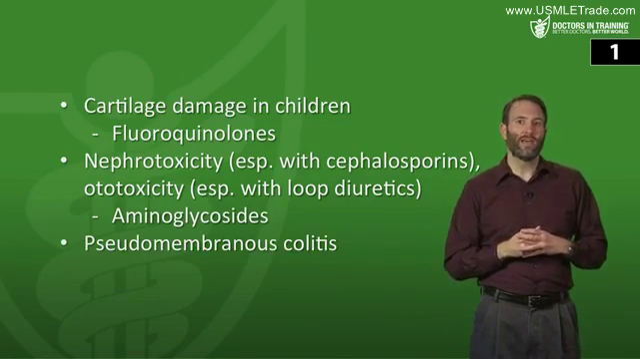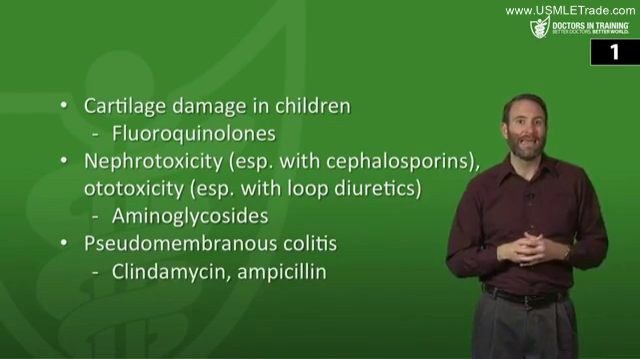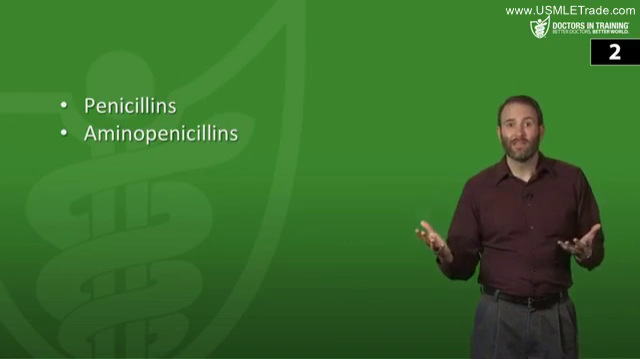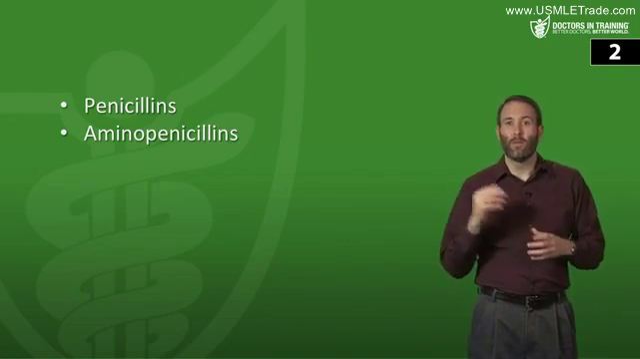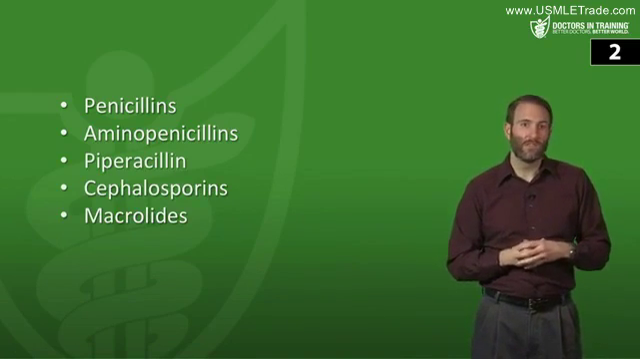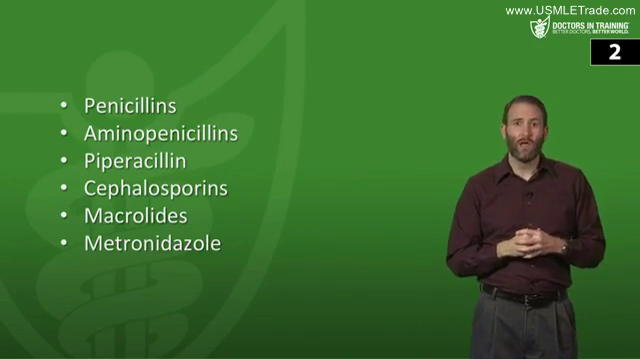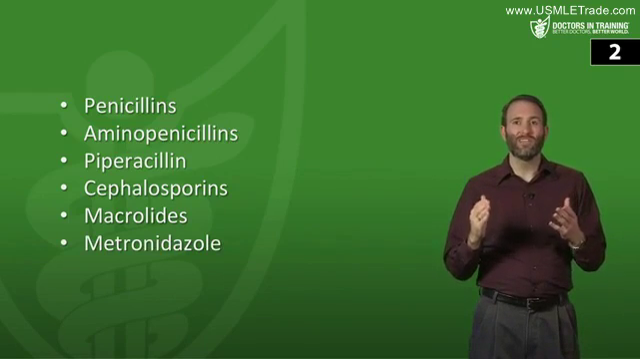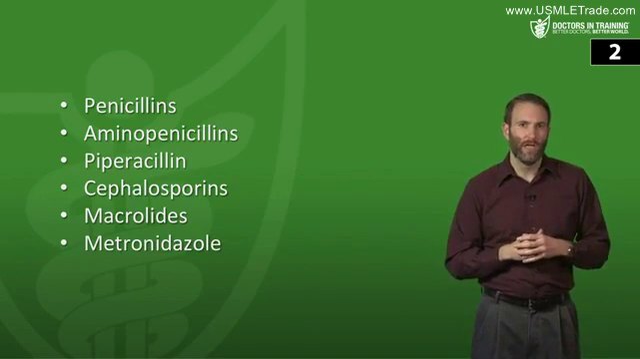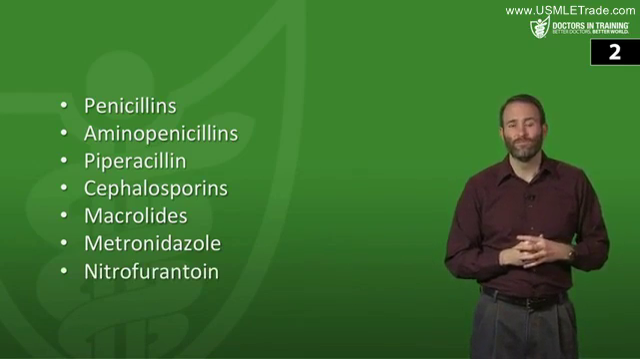Next we have pseudomembranous colitis. That can be caused by any antibiotic, but the big ones are clindamycin and ampicillin. Next question, which antibiotics are safe during pregnancy? So basically all the penicillins and the aminopenicillins, also piperacillin and the cephalosporins, most of those you can use. The macrolides, specifically erythromycin and azithromycin are pretty safe. Metronidazole is pretty much safe throughout, but we try to only use this after the first trimester. And then nitrofurantoin can be used, and we're commonly using this for UTI treatment.